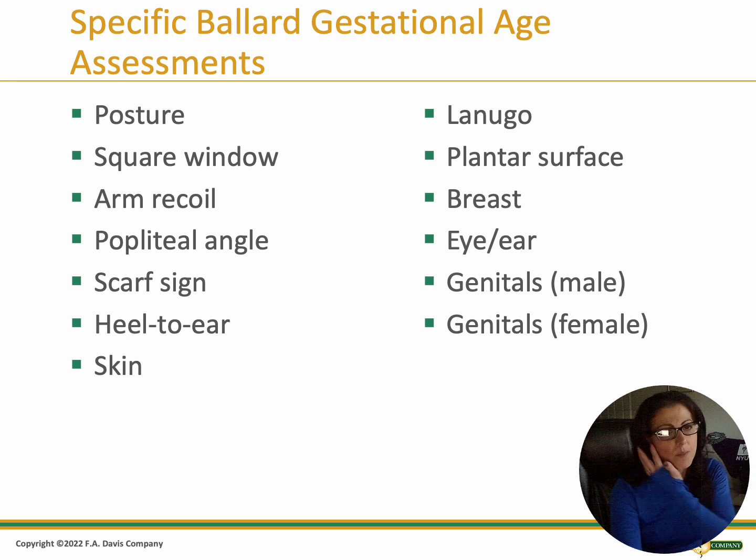The Ballard's assesses for posture, square window, arm recoil, whether they're able to recoil their arms, their popliteal angle, scarf sign, heel to ear, as well as skin. And then the physical assesses lanugo, plantar surface, whether there's creases and how much, their breast, identifying the areola and the size, eyes and ears and their location, as well as the development of both the male and the female genitalia. And based on this, you can identify how many weeks they truly are.